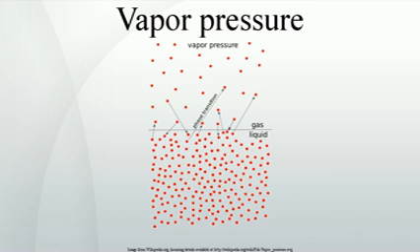A substance with a high vapor pressure at normal temperatures is often referred to as volatile. The vapor pressure of any substance increases non-linearly with temperature according to the Clausius-Clapeyron relation. The atmospheric pressure boiling point of a liquid, also known as the normal boiling point, is the temperature at which the vapor pressure equals the ambient atmospheric pressure.